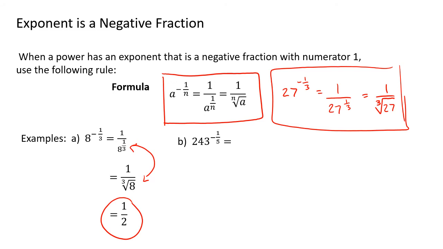In our second example here, we have 243 to the exponent negative 1 over 5. Again, starting with the same method, that gives us 1 divided by 243, and that's to the positive exponent 1 over 5, which is equal to 1 divided by the fifth order root of 243. Again, the base goes under the root sign. The number in the denominator of this fraction is the order of the root here.